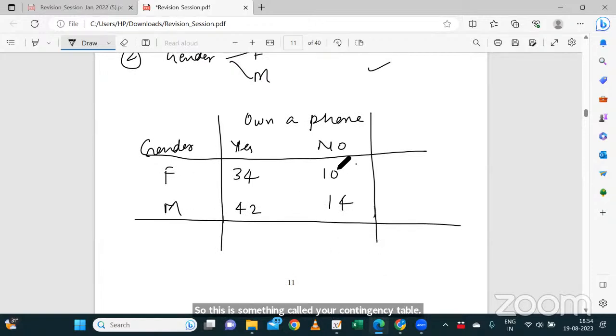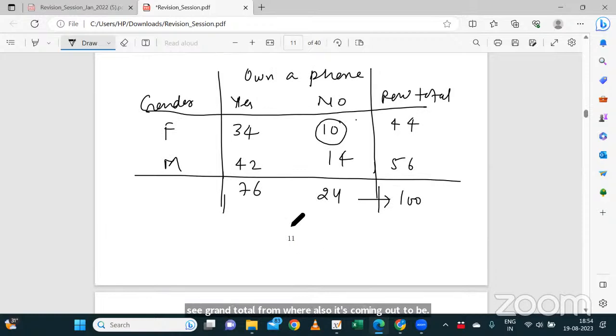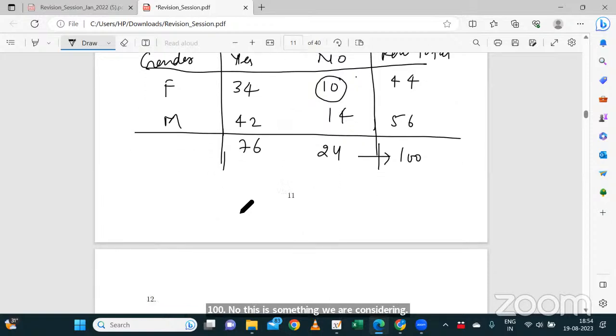What is the meaning of this 10? It means there are 10 females who do not own a phone. You can cross-check with the row and column. Now, let's do the row total and column total. The row total is 44, the column total is 56, and the grand total is 100. If you see, it's 76 and 24, and the grand total from here is also 100. This is what we consider a contingency table. Before going further, tell me, what is the relative frequency we have done? Anybody?